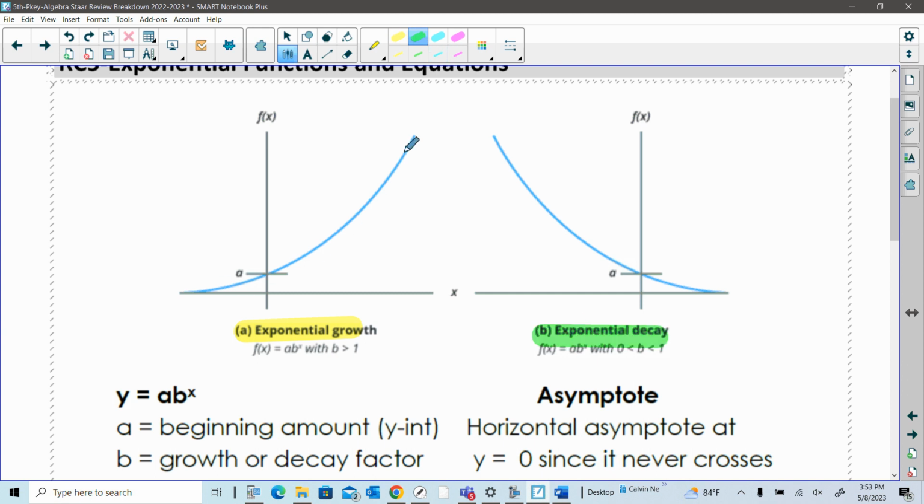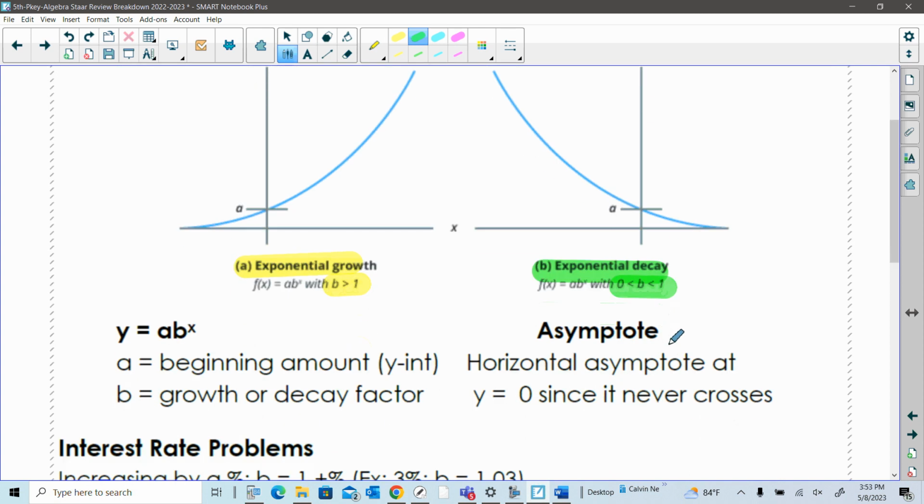See how the graphs, if it's growth, should be increasing from left to right. Decay should be decreasing. Another way you can tell is if it's growth, that means the b in the form is greater than 1, versus for decay, the b is going to be between 0 and 1, so it would be a fraction or a decimal.